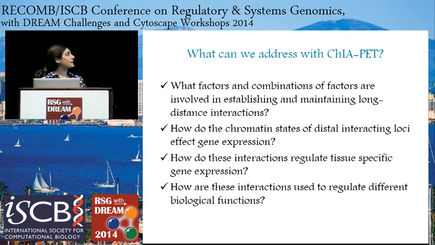So what can be addressed with ChIA-PET? What were we looking for? What factors and combinations of factors are involved in establishing and maintaining the chromatin structure? That was the main question. Also, how do the chromatin states of distal interacting sites affect gene expression? And how do these interactions regulate tissue-specific gene regulation and function? The other question was whether these interactions are used to regulate different biological processes or not.